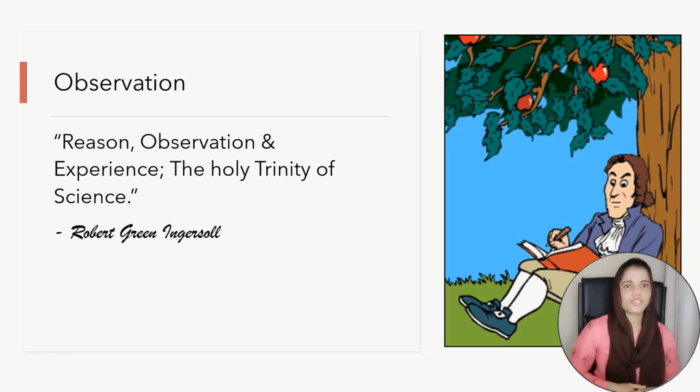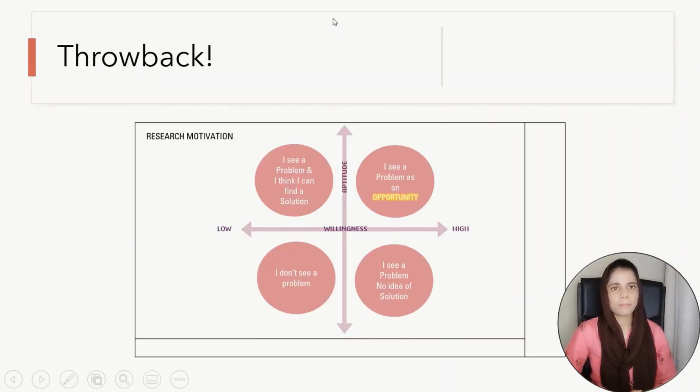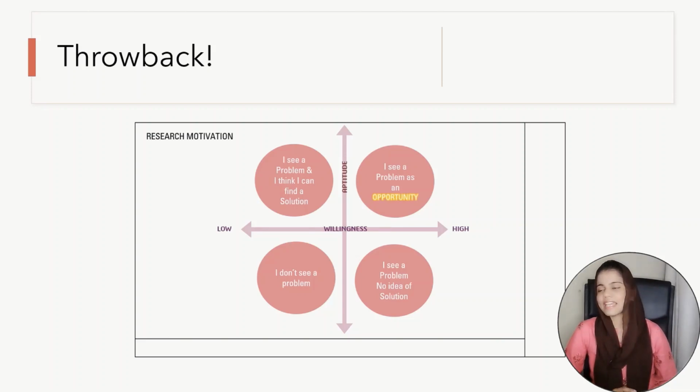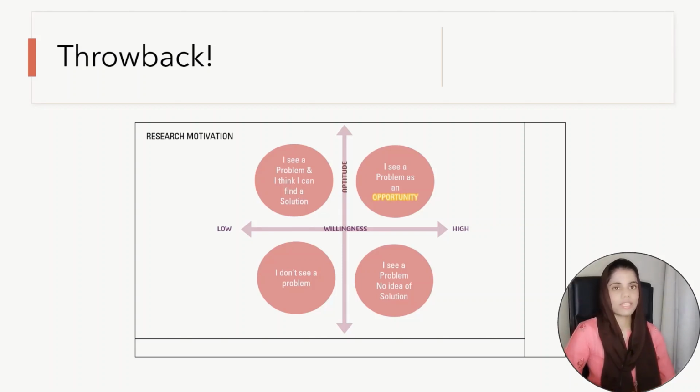Throw back to the first lecture, and I told you guys about the future of those who want to be in the field of research. So this is from the first lecture, and I told you that research motivation is actually a function of your aptitude and willingness. So those of you who can see a problem and think they can find a solution, and those of you who see a problem as an opportunity, the smart guys who drive the knowledge economy, and those of you who see a problem but they don't have any idea of finding solution, this course is for them. And they all have one common characteristics: their ability to identify a problem. That is their keen observer.